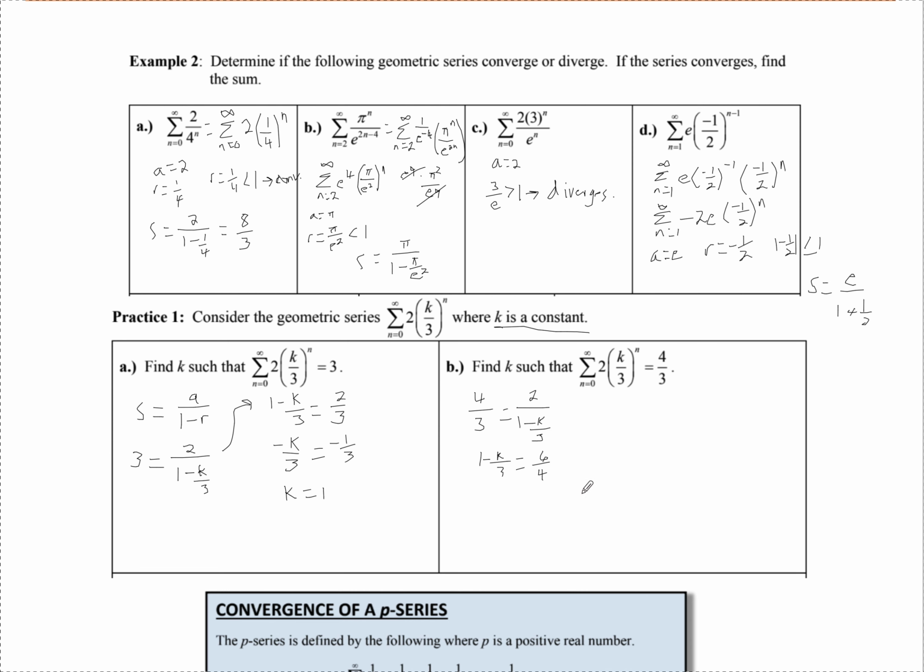All right. Subtract 1 over there. That'll give us negative K over 3 equals, if I subtract 1 over here, I would get 2/4. So that's half. Multiply negative 3 to both sides. So then K would have to be negative 3 halves.